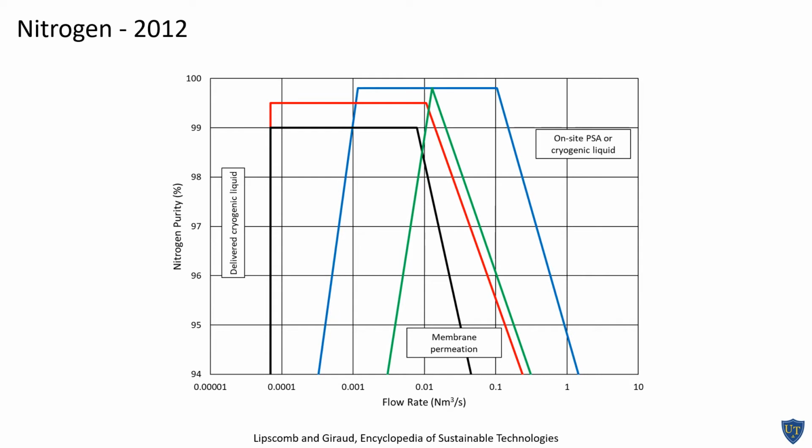And the last time this type of data was reported, back in 2012, you can see we maintained the purity from 2000, but we expanded the flow rate range over which membranes were competitive. It's still the case that outside this region, at the higher flow rates, on-site PSA or on-site cryogenic liquid production is preferred, and at the lower flow rates, delivered liquid is preferred.